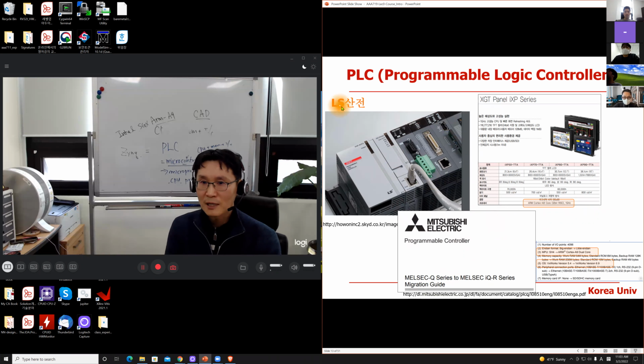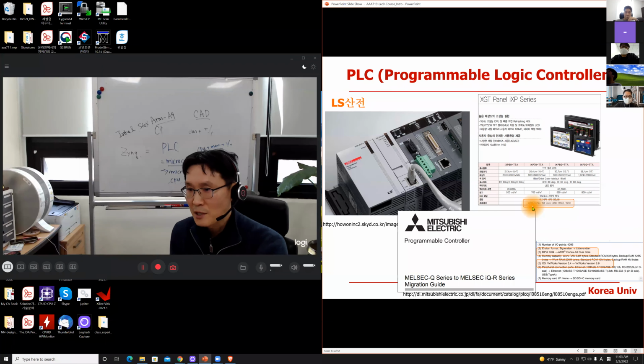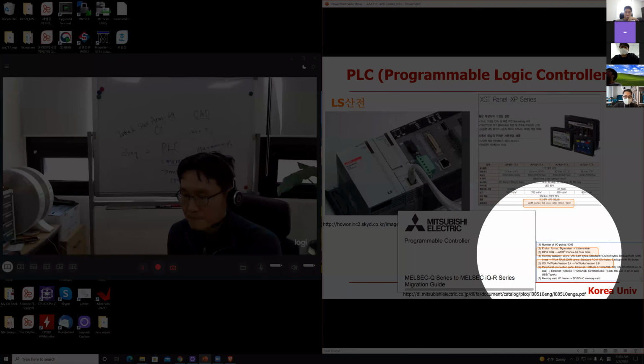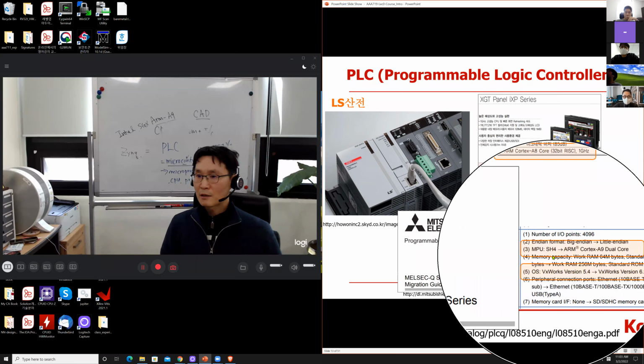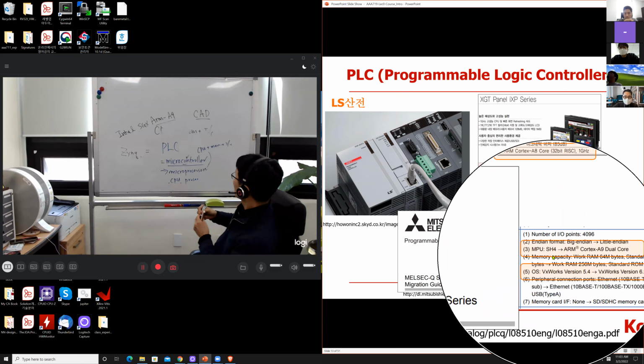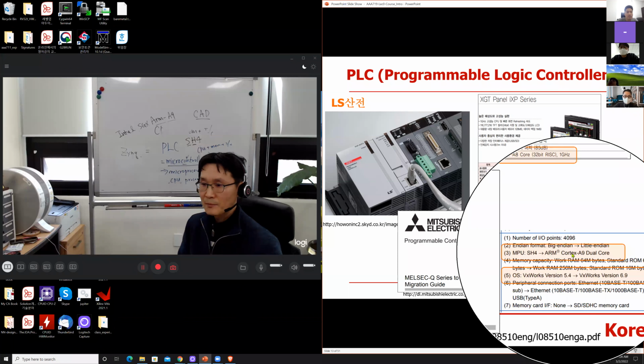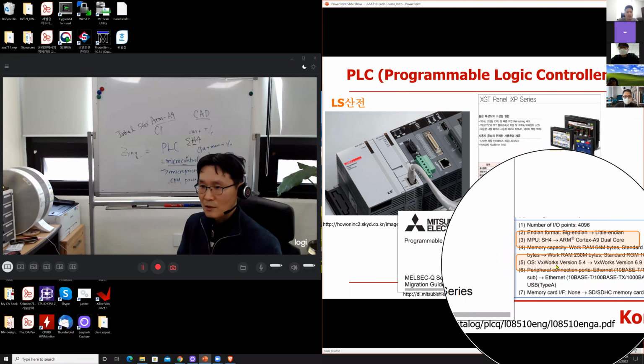Some little specification of this PLC. This one is from LS Electric, and I don't have a picture, but this one is from Mitsubishi Electric. If you look at the specification, you have an ARM Cortex A8 CPU integrated. Here, Mitsubishi, from SH4, Super Hitachi processor. They switched it to a Cortex A9 CPU.